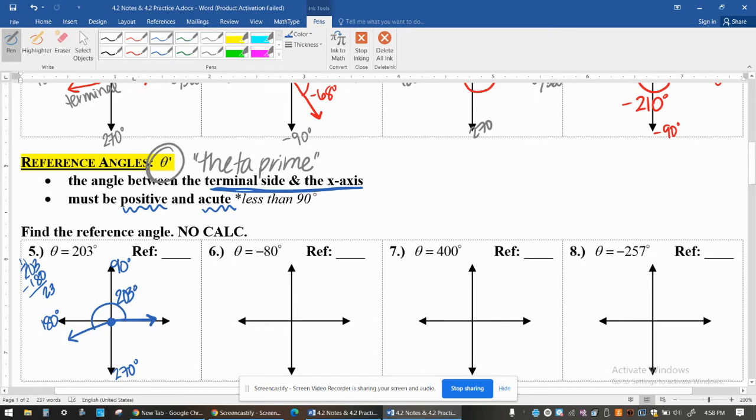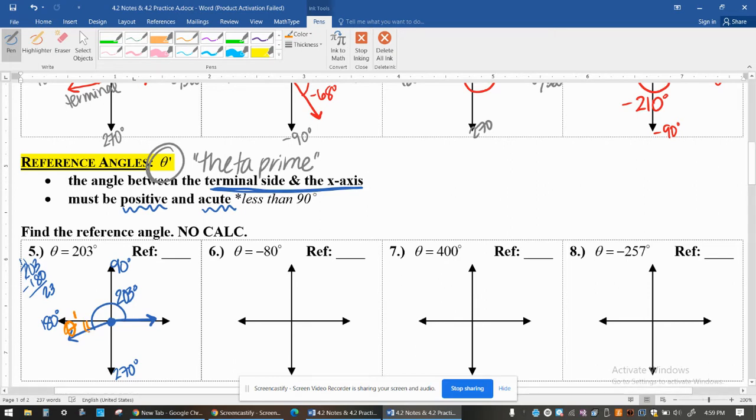But my reference angle is from the terminal side to the x-axis. And there's two angles here from the terminal side to the x-axis. Do you see it? I want the one that is less than 90 degrees. So I'm going to want this guy right here. Okay, that little piece right there. So I'll color it in. So that's the reference angle right there. Okay, that's theta prime. And you can color it in if you've got a highlighter. You can just use little angle measures. Okay.